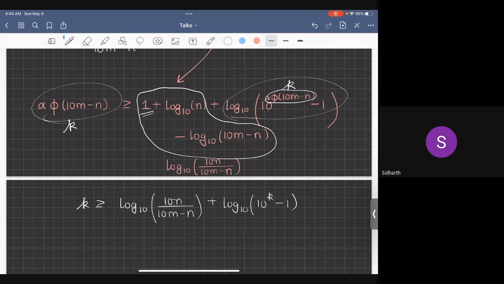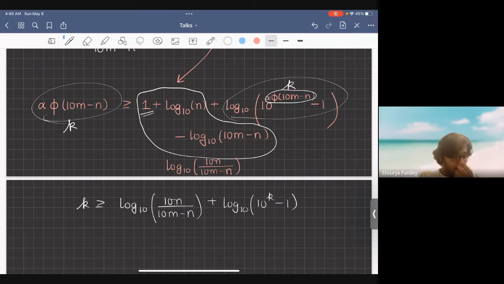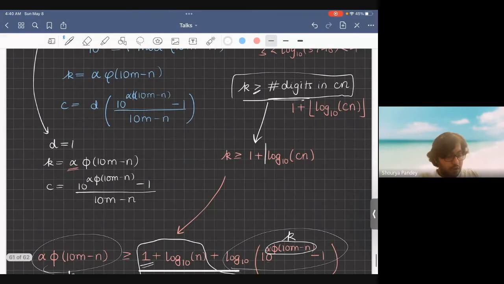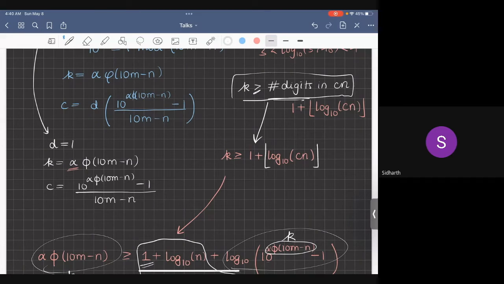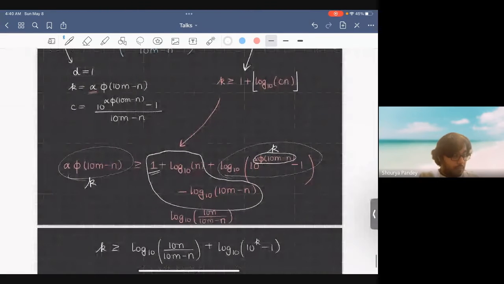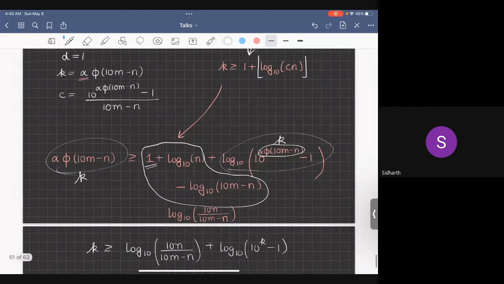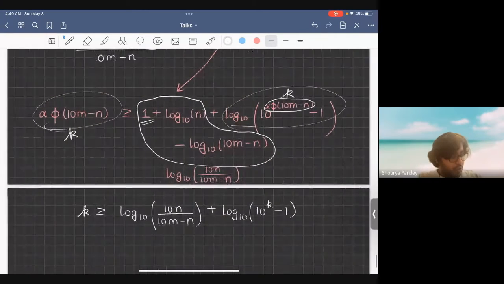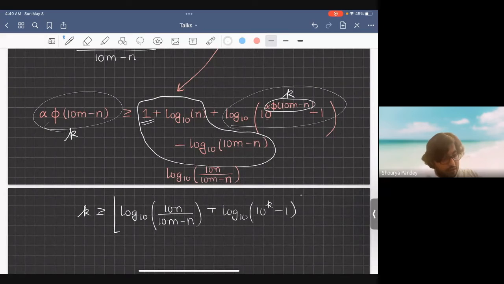Shouldn't there be a floor around the log base 10 thing? I mean, technically, there's a floor here. Yeah, wouldn't that be good enough? Because it'll cancel out the 1 approximately. I mean, okay, so there's a floor everywhere here. You're right.